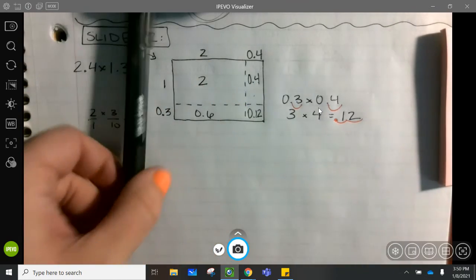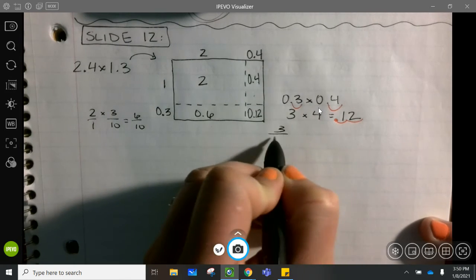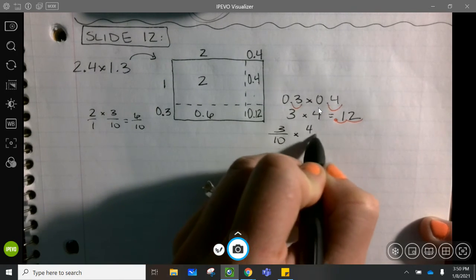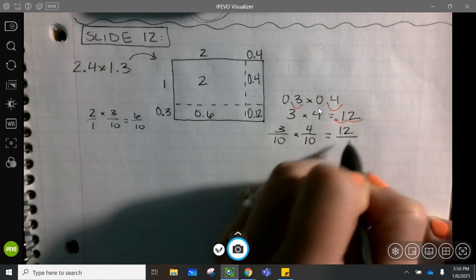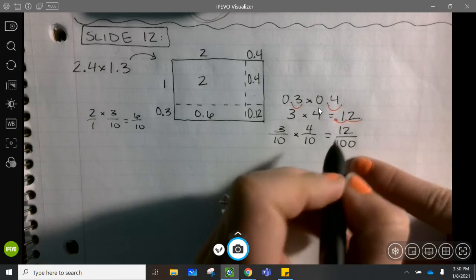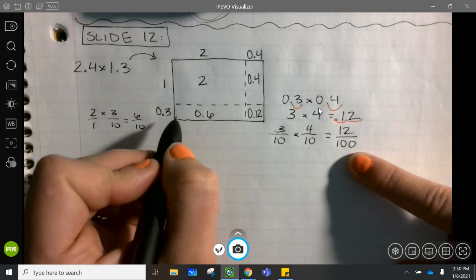I can also show fractionally why that works. If I do 3/10, which I'll check with Noah's strategy, times 4/10, 3 times 4 makes 12, 10 times 10 makes 100. So 12/100ths looks like that. So these are the areas of each of the regions.